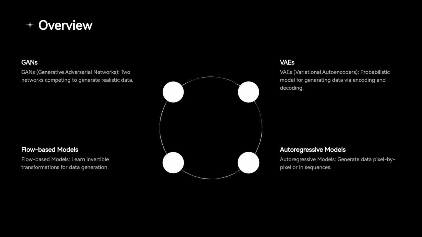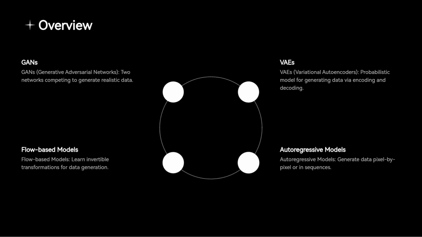Variational autoencoders, VAEs. VAEs are probabilistic models that learn to encode input data into a lower dimensional latent space and then decode it back to its original form. The decoder is used to generate new data by sampling from the latent space. VAEs are known for their smooth latent space, which can be useful for tasks like interpolation between data points.